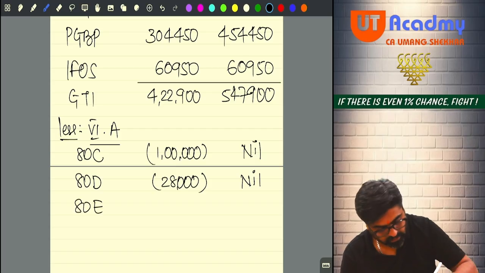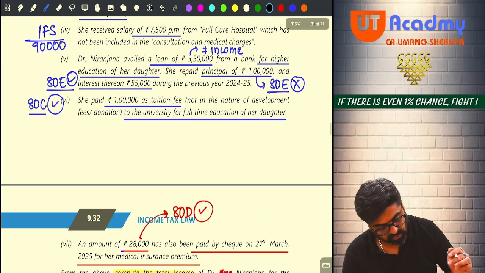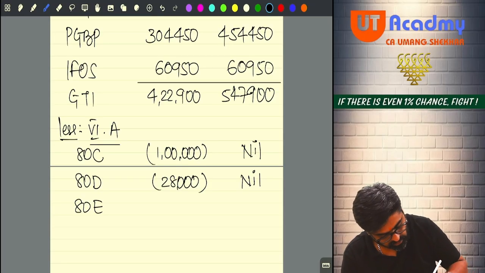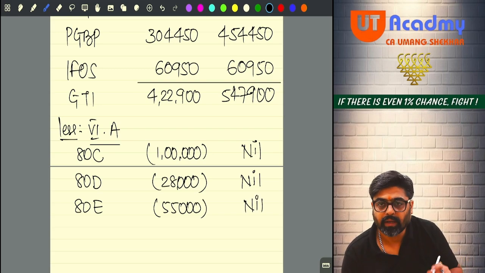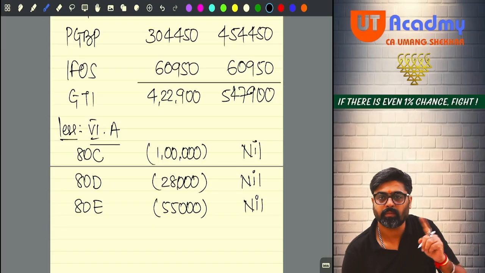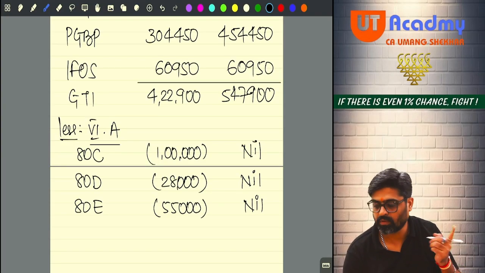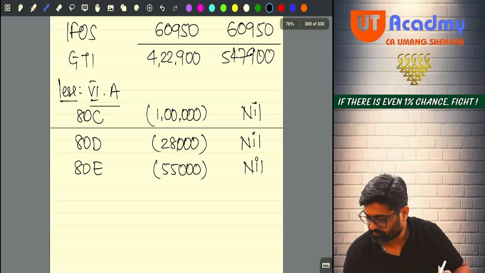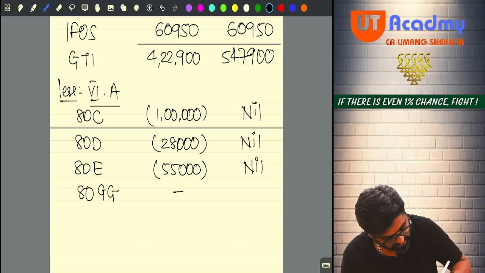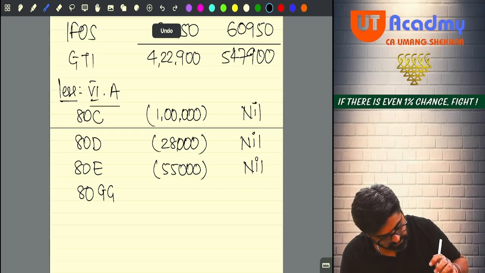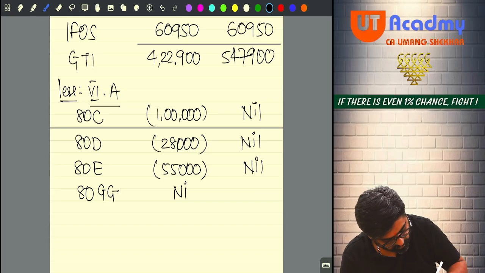80E, do you have? Yes sir. Interest on higher education loan amounting to 55,000. So you can claim 55,000 from here, but that 55,000 cannot be claimed here. Yes or no? Can you see the comparison between both the schemes, normal scheme and default tax regime? Yes or no? Now 80GG, this is dash, this is dash. 80GG cannot be claimed because in Surat you are having your own house.